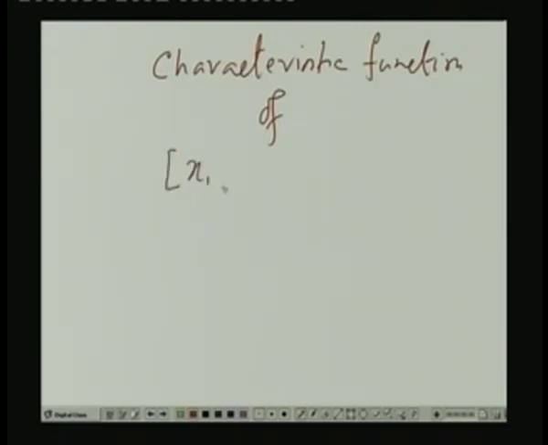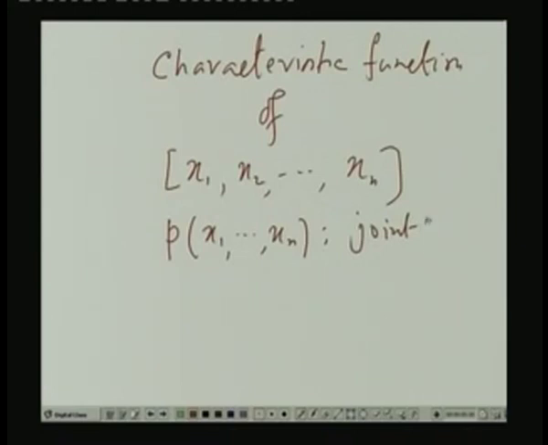So we will be considering random variables x1, x2, dot dot, xn. Okay, there are n random variables. They are jointly random. They have got a joint density, that is, you can say the joint probability density. Obviously, you can understand that since there are n random variables, we will have n frequency variables now. Omega 1 associated with x1, omega 2 associated with x2, dot dot dot, omega n associated with xn.